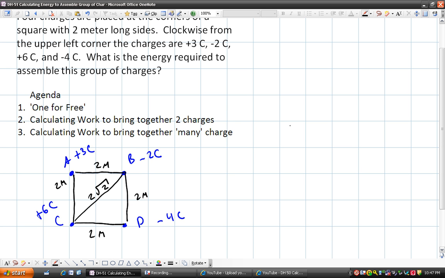When we bring each charge in, we're going to have to do some work. The first charge that I bring in, A, there is no other charge in the universe, so there was no additional work. However, I'm then going to have to bring in charge B, and you're going to have to do some work on charge B. So in other words, A is for free, and then when you bring in B, you're going to have to do some work because B experiences an electric field due to A.